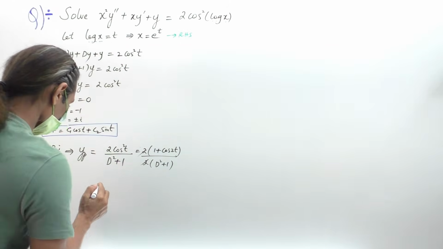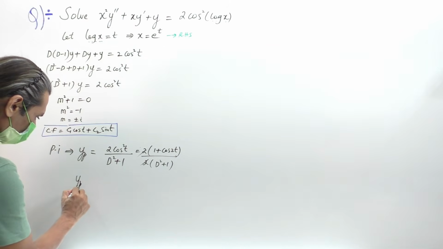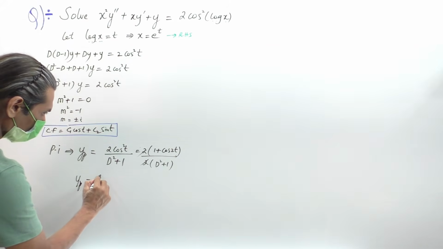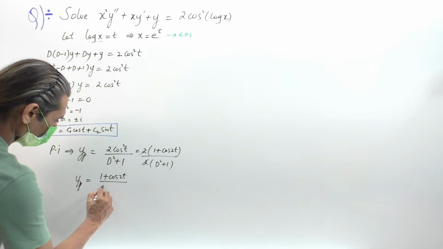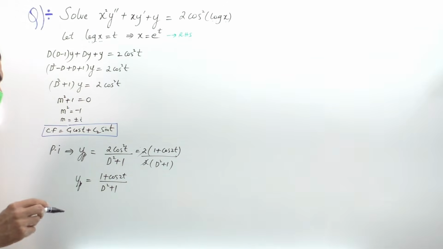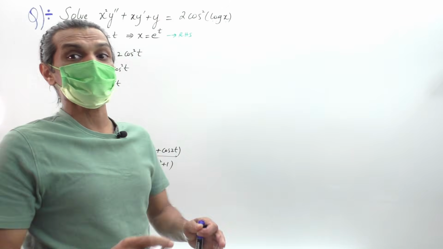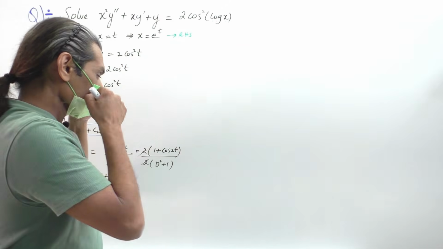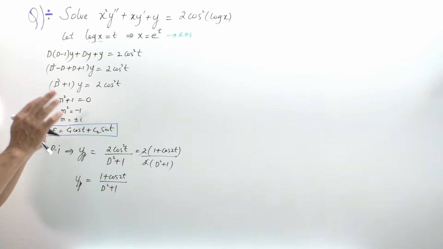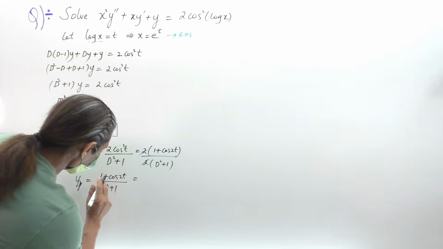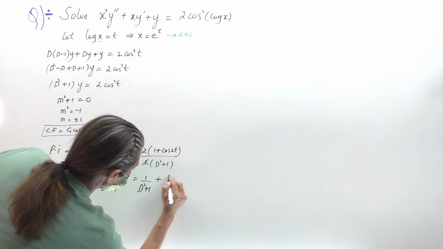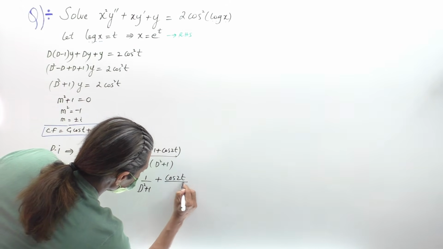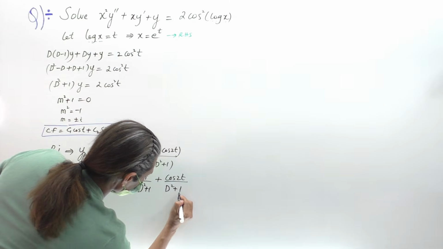Now, see, 2 cancels. So what do I have? I have yp is equal to (1 plus cos 2t) whole divided by D square plus 1. Again, as I keep on telling you, when solving a differential equation, when the numerator has plus or minus, always separate them, because each individual will have its own type. So this will now be 1 divided by D square plus 1, plus cos 2t whole divided by D square plus 1.